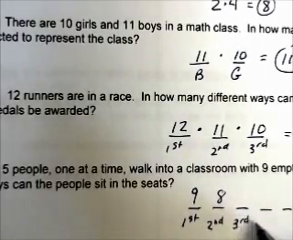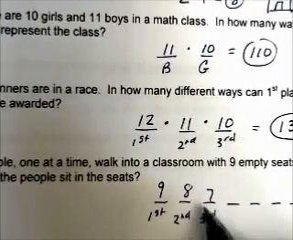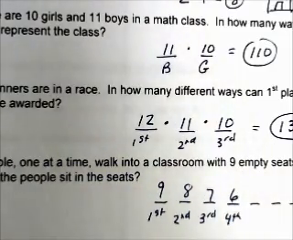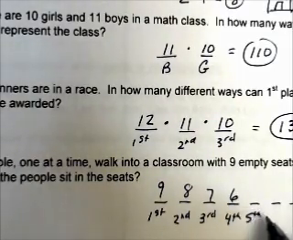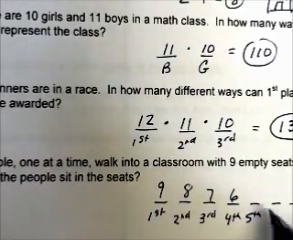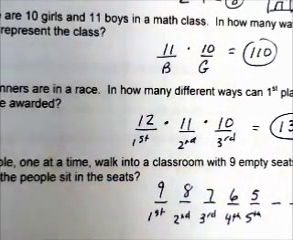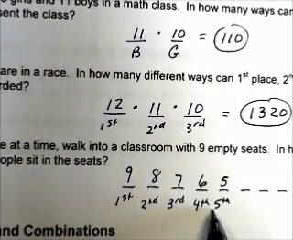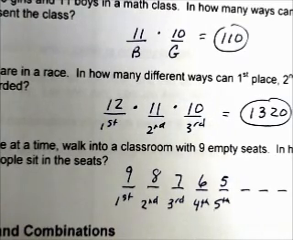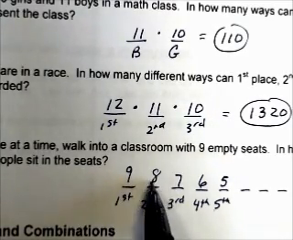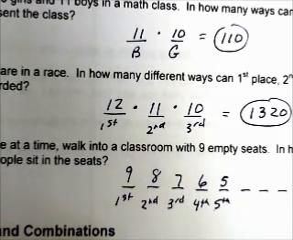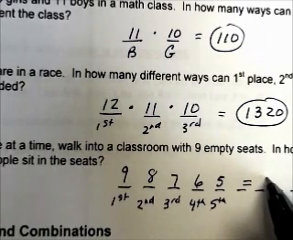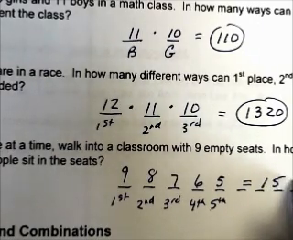Third person comes in, has 7 seats to choose from. Fourth person, now 6. And the fifth person now has 5 seats to choose from. That takes care of all of our 5 people, okay? So we multiply 9 times 8 times 7 times 6 times 5. And this is equal to, take out the calculator, 15,120.